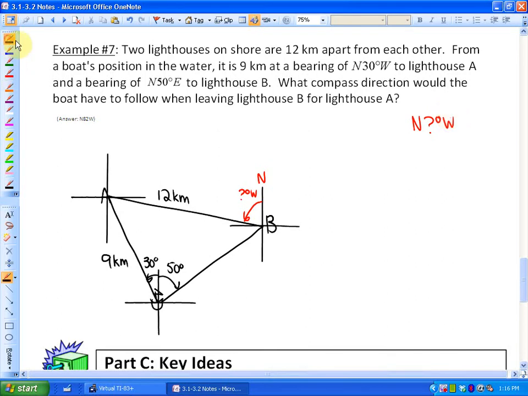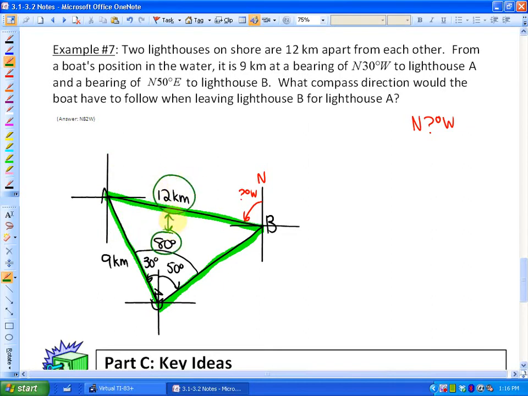We do know that this total angle here, because it's a composition of 30 and 50, is 80 degrees. So if we look at this triangle, it's always good to put compass directions on each vertex if you're solving these type of problems. So I put a north and south compass direction on each of these. We have a couple of opposites. 12 kilometers is opposite 80 degrees.